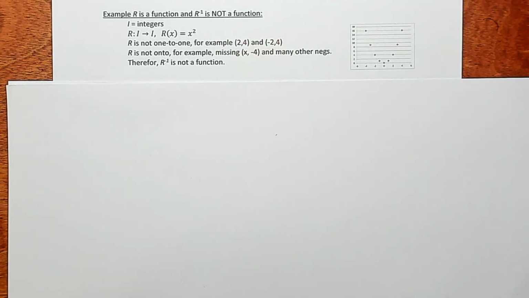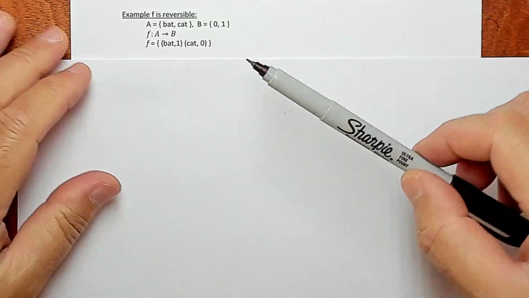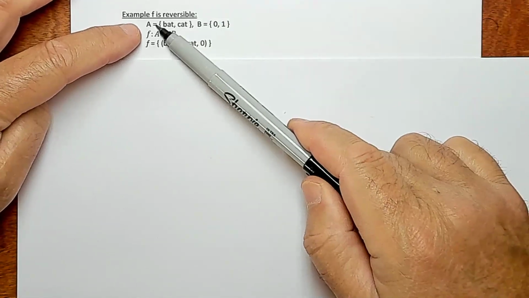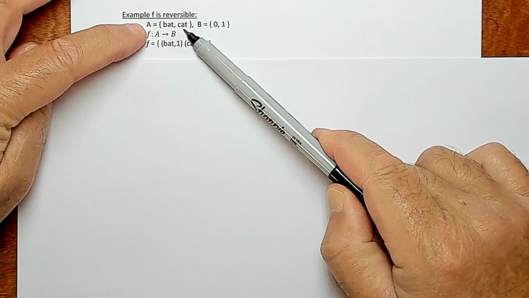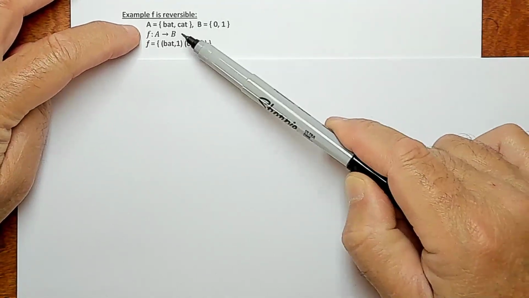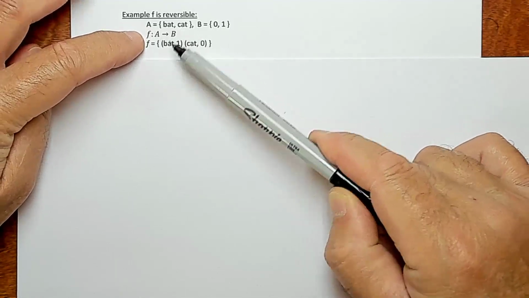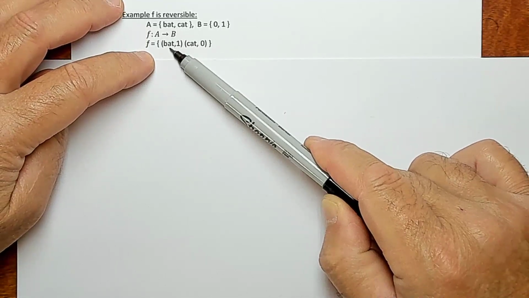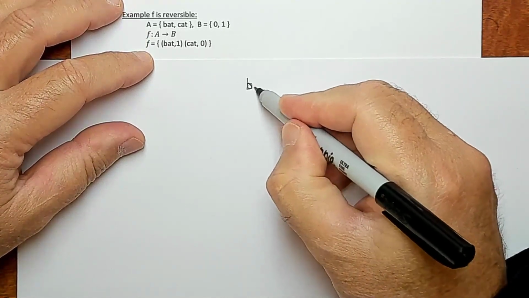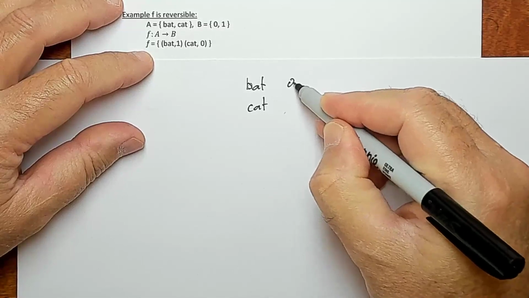All right, what do we got? Actually, 2 more examples. This guy's reversible. Here we have a set A, bat and cat, and an output set B, 0 and 1. And f is a function that maps A into B given by these ordered pairs. So you put in a bat, you get 1. You put in a cat, you get 0. So you could draw the digraph: bat, cat, and 0, 1.